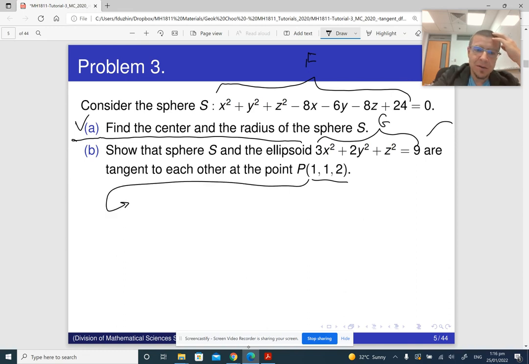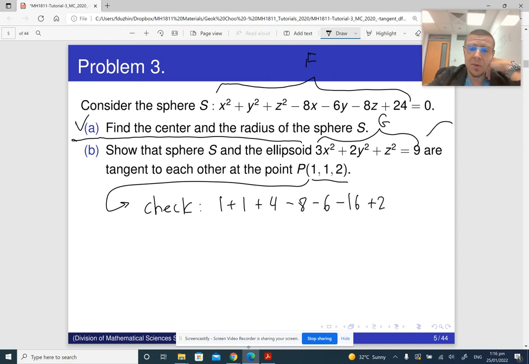Just to check, is it true that it is both on the sphere and the ellipsoid? So substituting it into the equation of the sphere, we get 1 plus 1 plus 2 squared, 4, minus 8 minus 6 minus 8 times 2, which is 16, plus 24, and this is indeed 0. For the ellipsoid, 3 plus 2 plus z squared, 2 squared is 4, equals 9. Okay, check. So the given point satisfies both equations. So it is indeed on both surfaces, on both the ellipsoid and the sphere, right?